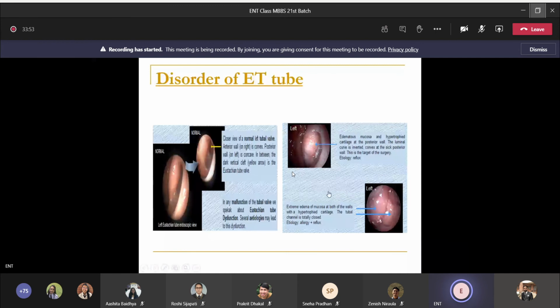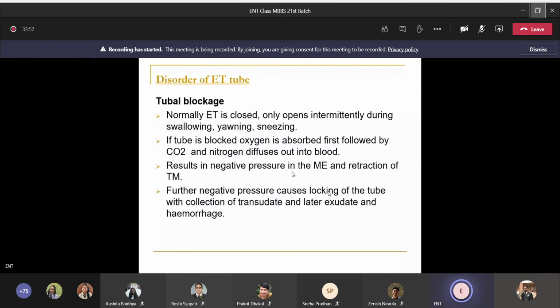Now, the disorders: tubal blockage. Normally, the eustachian tube is closed and only opens intermittently during swallowing, yawning, and sneezing. But if the tube is blocked, oxygen is absorbed first, followed by CO2 and nitrogen diffusion into the blood, resulting in negative pressure in the middle ear and retraction of the tympanic membrane. Okay. Further negative pressure causes locking of the tube with the collection of transudate and later exudate and hemorrhage.